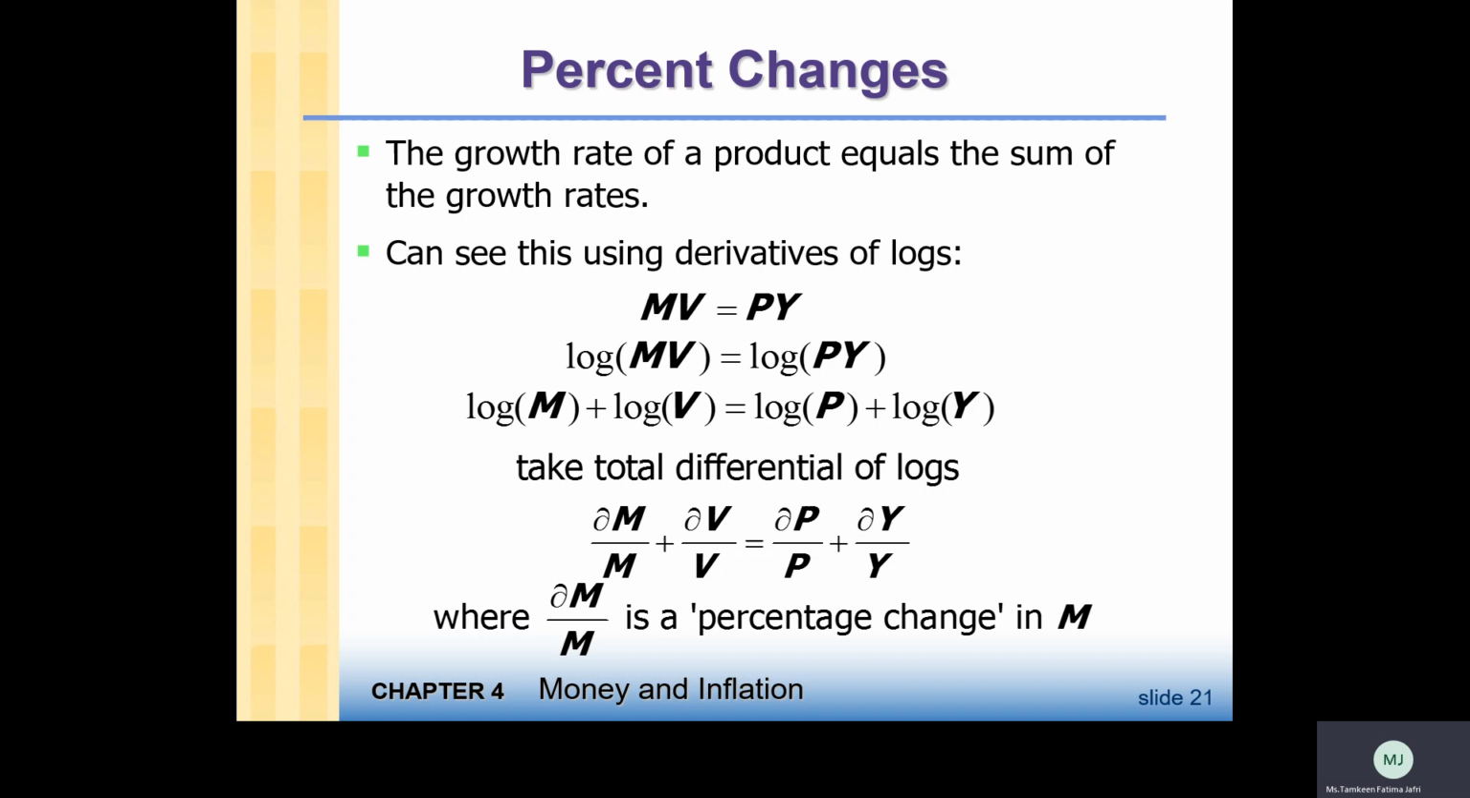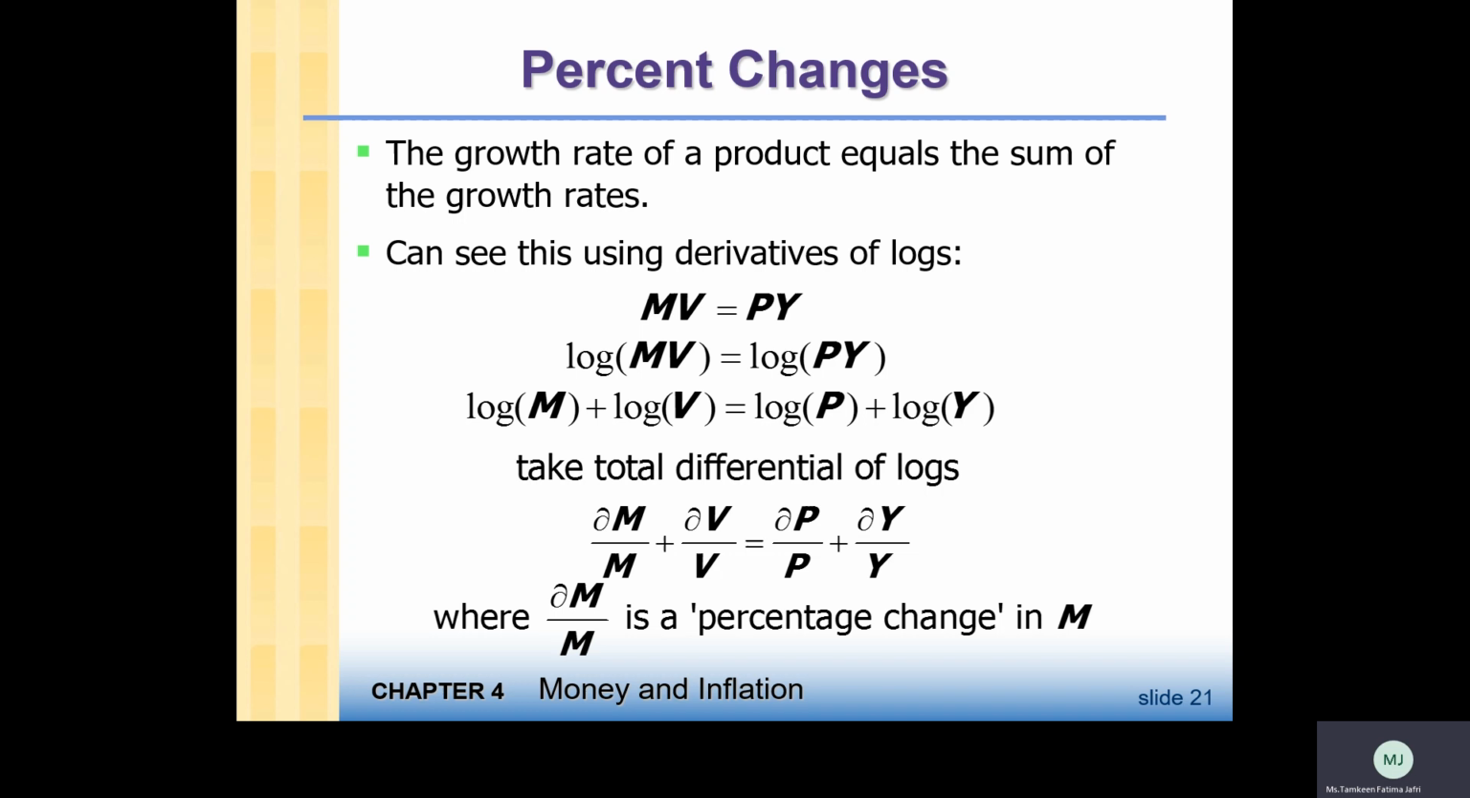The way you do that is by taking log on both sides. According to mathematical rules, when you take the log of two variables which are being multiplied, they can be written as log of M plus log of V. Similarly, on the right-hand side of the equation, it's going to be log of P plus log of Y. And when you take the differential of logs, this is what you're going to get. The first term that you see here, delta M over M, is the percentage change in money supply.